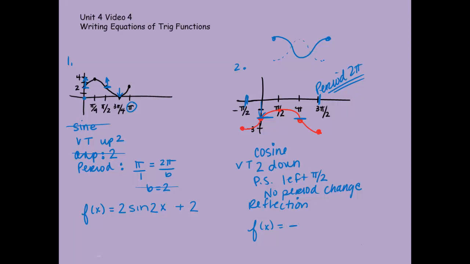Did I have an amp change? I actually do not have an amp change because the space between my horizontal, my 0 spots, and up and down is actually only 1. So I did not have an amp change. So I have the cosine, no period change. And I'm going to then have x plus pi over 2 because we went left, and then we went down 2. So this is my equation for this particular graph.